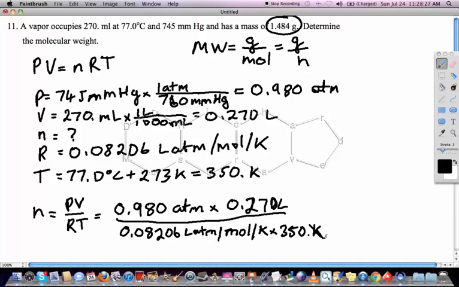I want you to see here that the kelvins will cancel, the liters will cancel, and now the atmospheres will cancel as well. And all we're left with is going to be moles, and that's going to be 0.0092 moles.